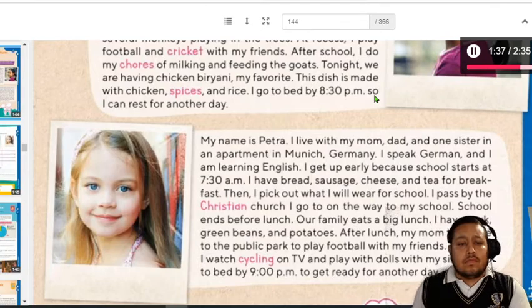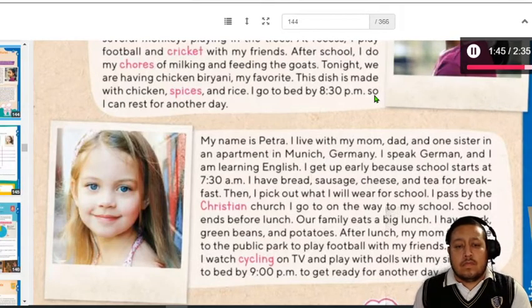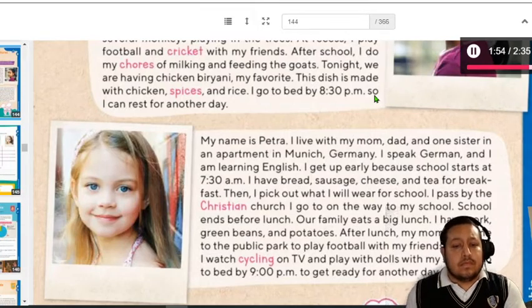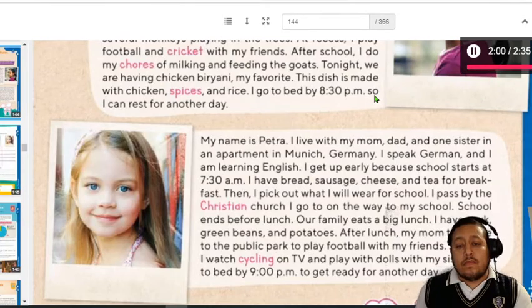My name is Petra. I live with my mom, dad, and one sister in an apartment in Munich, Germany. I speak German and I am learning English. I get up early because school starts at 7:30 a.m. I have bread, sausage, cheese, and tea for breakfast. Then, I pick out what I will wear for school. I pass by the Christian church I go to on the way to my school.